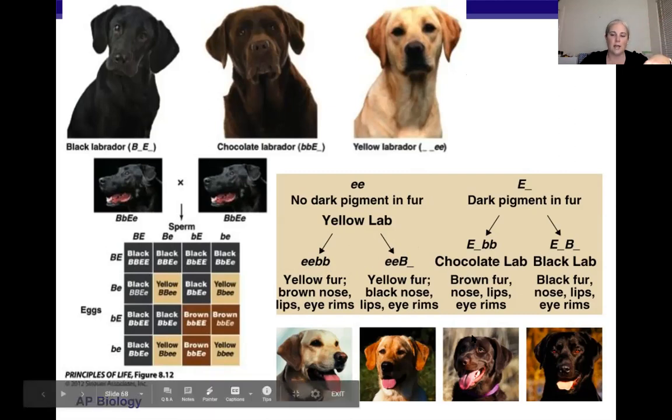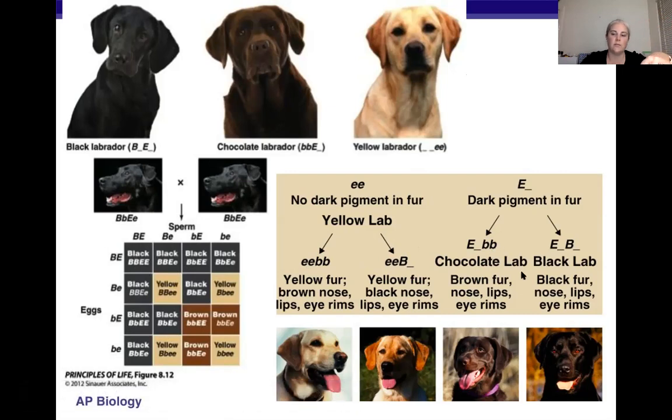For chocolate labs, they have the possibility, they're just recessive. And for black labs, they're dominant for both. So here's the cool thing. If you take two black labs that are heterozygous for both traits, for the pigment trait and for the epistatic trait, this is a dihybrid cross. Di meaning two traits.